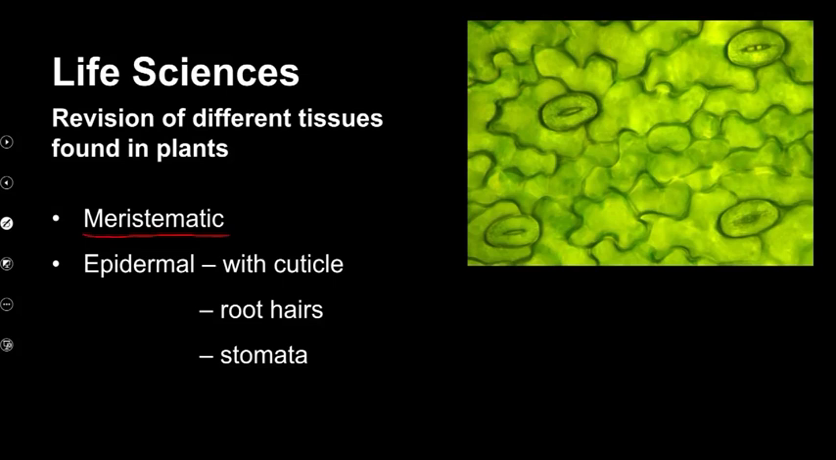Then, on the outside of each part of the plant, we have epidermal cells. Sometimes they have a cuticle, which is waxy to prevent water loss. Sometimes they have root hairs, and we talked about those in the last lesson because they are found on the roots to absorb water. Many epidermises also have openings in them called stomata. And those are little openings through which a leaf and a stem can absorb gases.